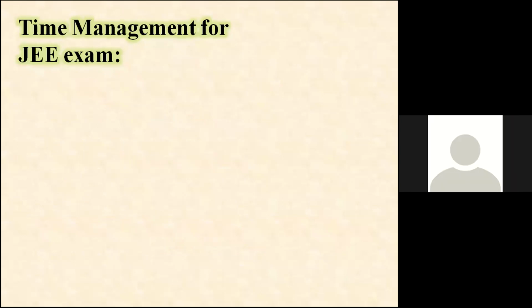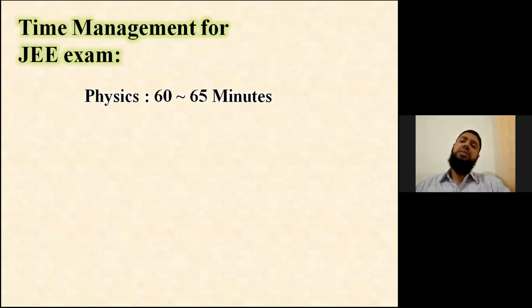Then, what is the time management for different subjects? For physics, to attend 30 questions, we need 60 to 65 minutes. Sure, we need it, because so many of my students have given me this feedback: sir, we need more time for physics and mathematics. For chemistry, no problem, sir. We can attend 30 questions in around 30 to 40 minutes. But for physics and mathematics in the JEE exam, we need enough time.